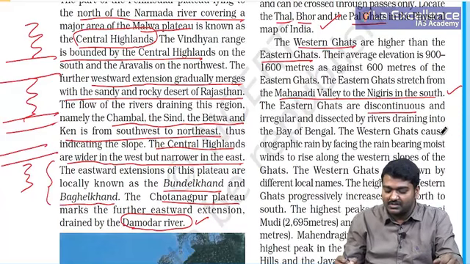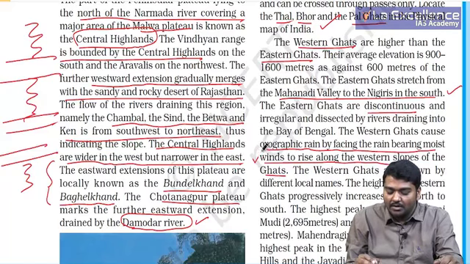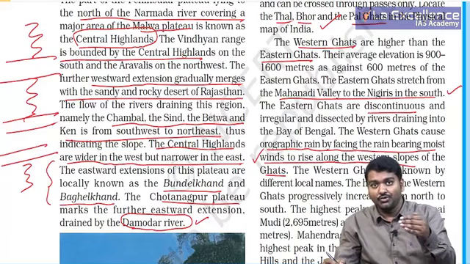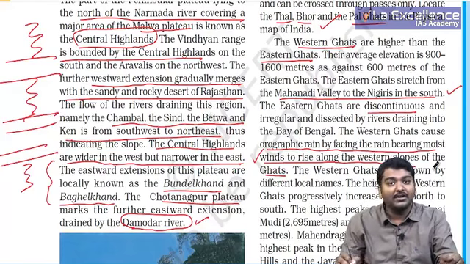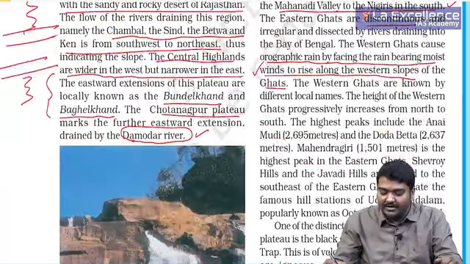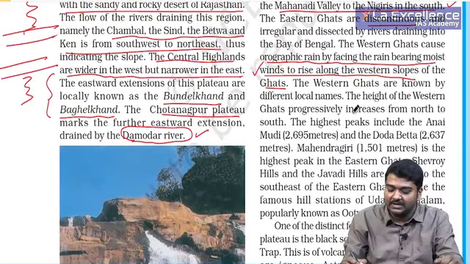The Western Ghats cause orographic rainfall and they give heavy rainfall. We have seen climatology, orographic, right? And when we talk with respect to Indian monsoons, we will be covering all these portions again. The Western Ghats are given different names locally. The height of the Western Ghats progressively increases from north to south.